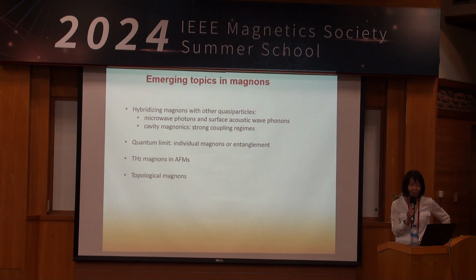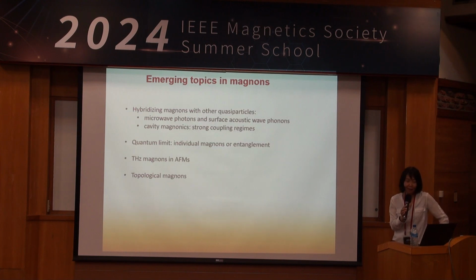Photon, for example, is low loss. And then you can get into this regime of what's called cavity magnonics, where you can have these two quasi-particles strongly coupled to each other, and therefore there's energy exchange between these two types of quasi-particles.